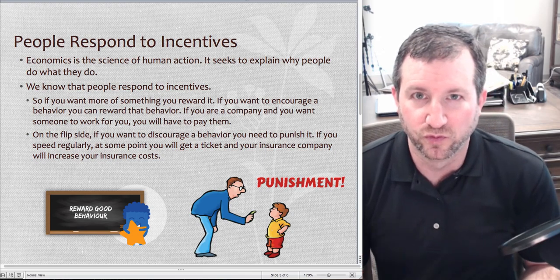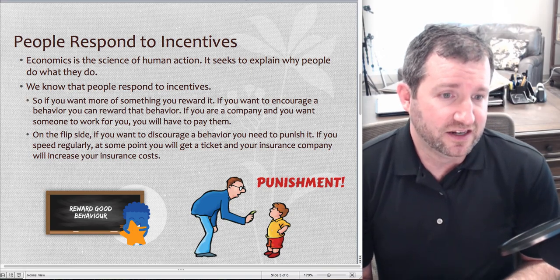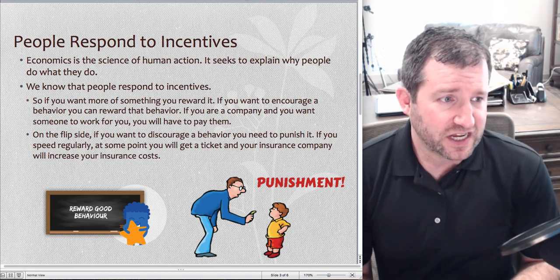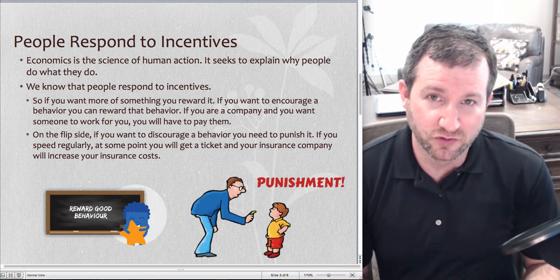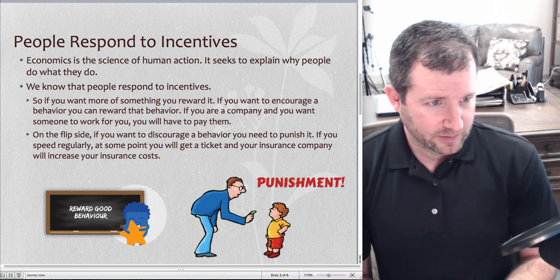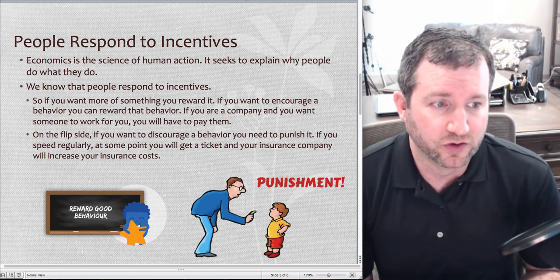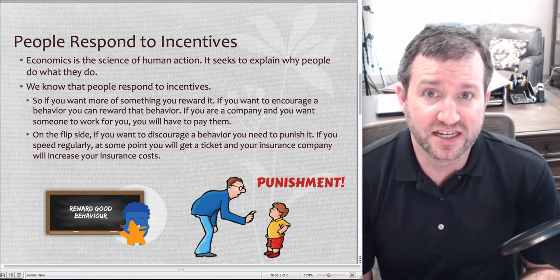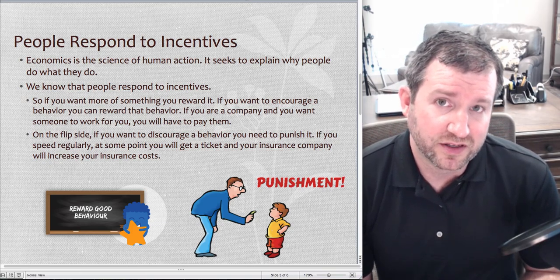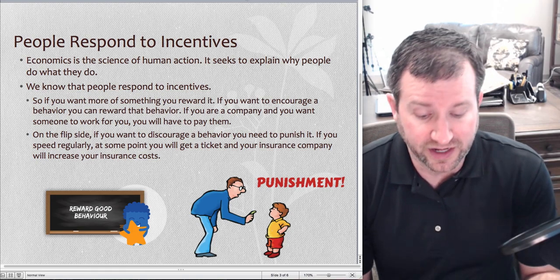People will respond to positive incentives, but also to negative incentives. On the flip side, if you want to discourage a behavior, you need to punish that behavior. If you speed regularly, if you have a lead foot, at some point you will get a ticket and your insurance company will increase your insurance costs. You'll have to pay the ticket. There are negative incentives to speed. So people will respond to incentives, whether positive or negative.